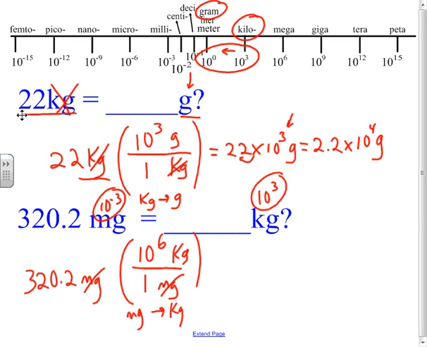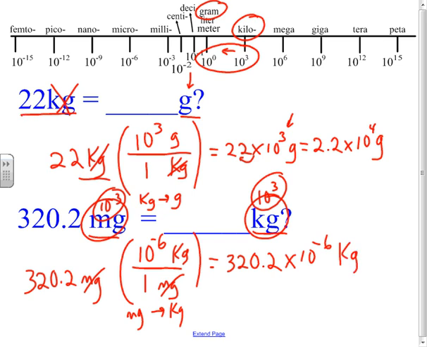And again, we're going from a smaller unit to a larger unit, so the exponent needs to be negative. You need a smaller number of that larger unit to equal the larger number of that smaller unit. And so that's going to come out to 320.2 times 10 to the minus 6 kilograms.